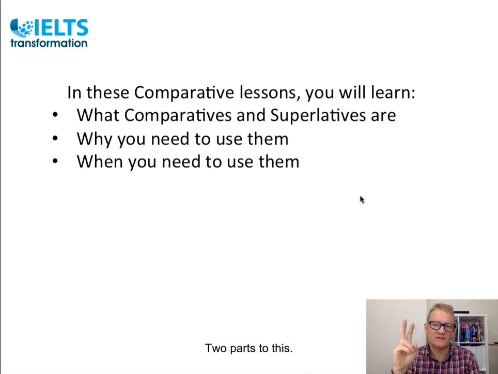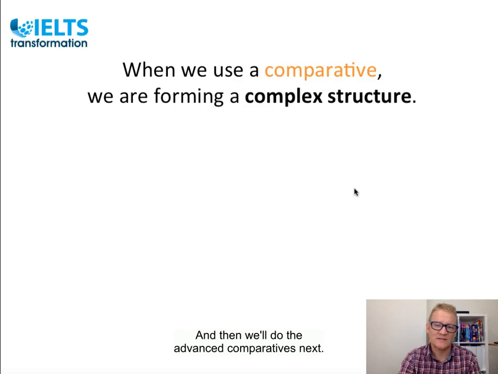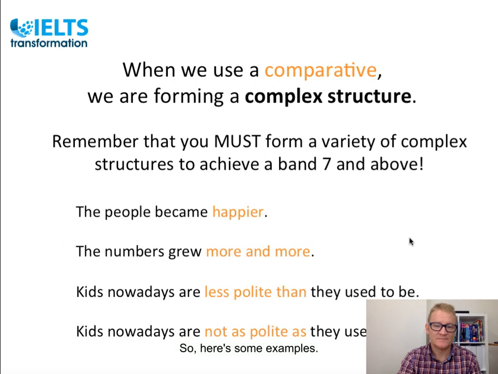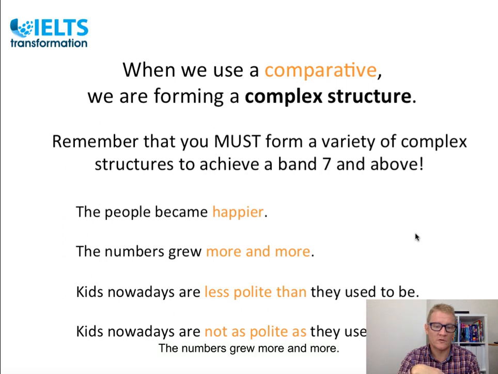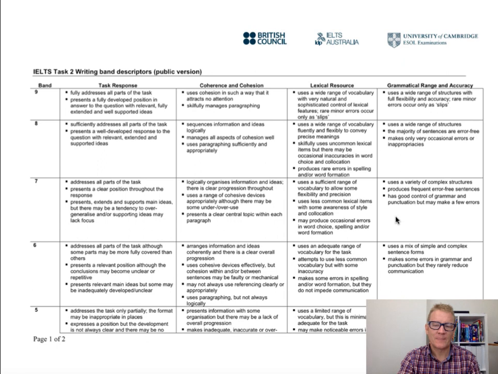There's two parts to this, so we're going to do the basics first, and then we'll do the advanced comparatives next. So when we use a comparative, we're making a complex structure. And remember, for a band 7 and above, you need a variety of these. And here's some examples. People became happier, the numbers grew more and more. Kids nowadays are less polite than they used to be, or kids nowadays are not as polite as they used to be. So there's different ways to compare things, and some of them have slightly different meanings. So we will talk about these.